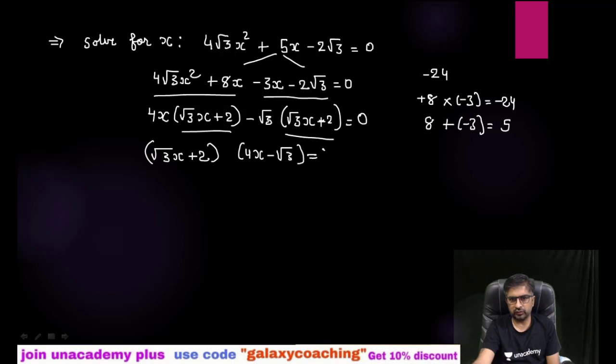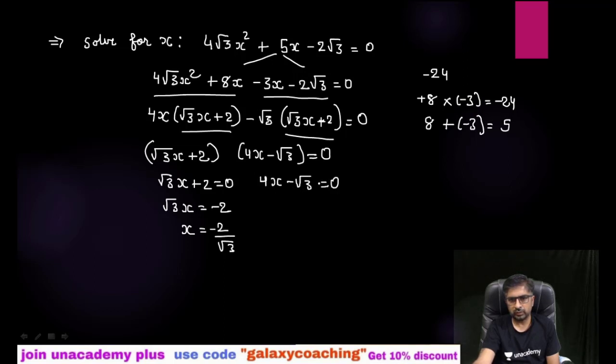But they told you to find out x. So here you will get root 3x plus 2 equals to 0. So root 3x equals to minus 2 and x equals to minus 2 by root 3. And here you will get 4x minus root 3 equals to 0. So 4x equals to root 3 and x equals to root 3 by 4. So these are the values of x.